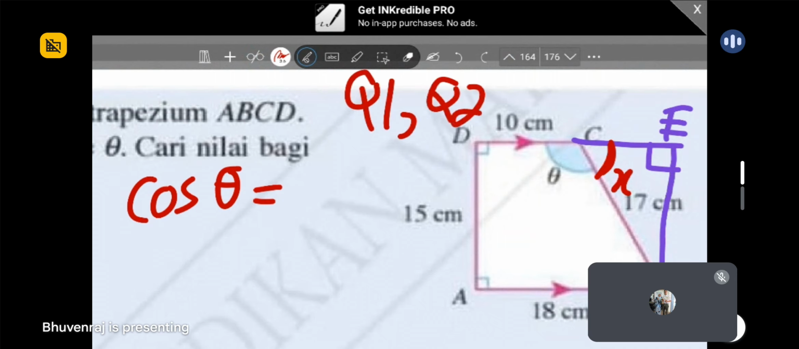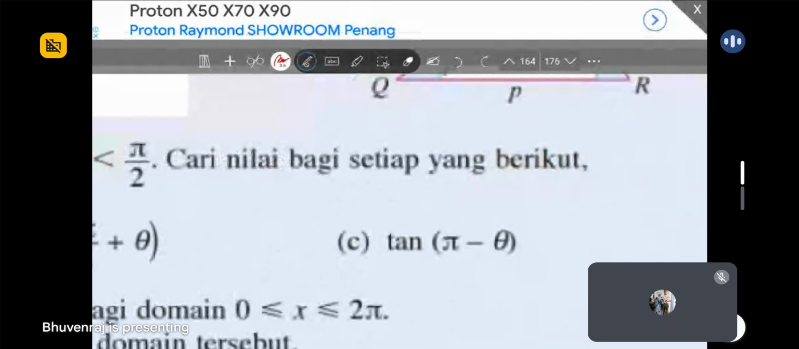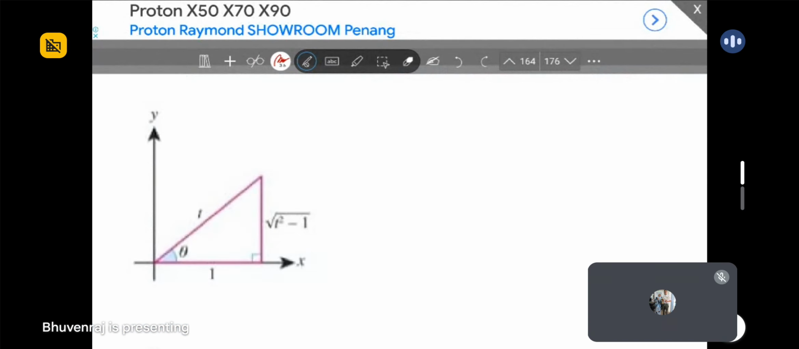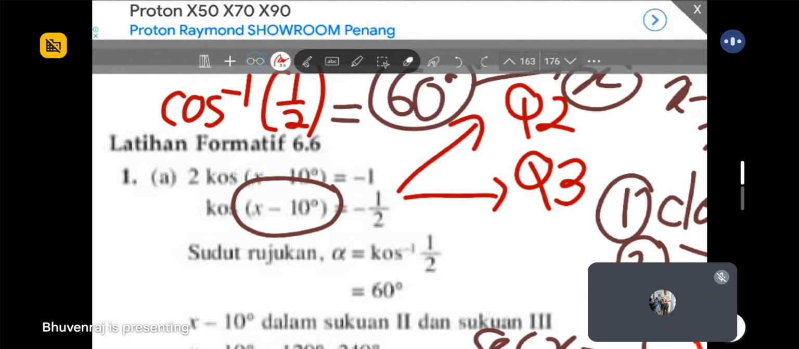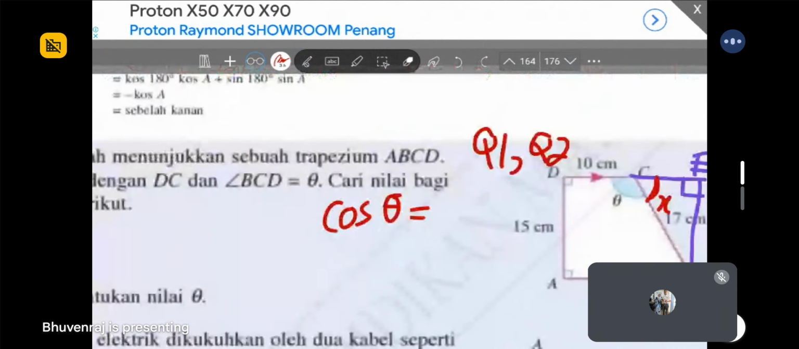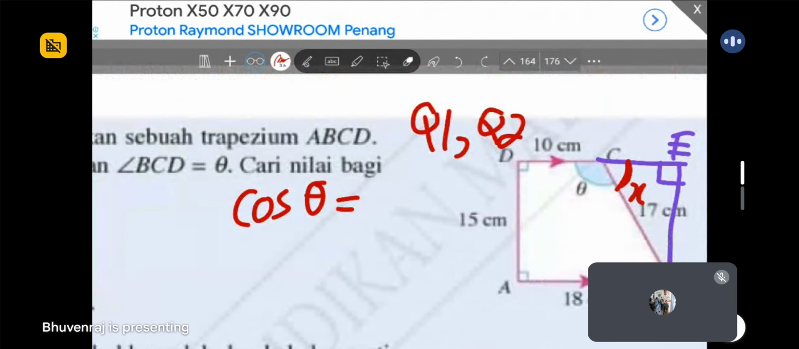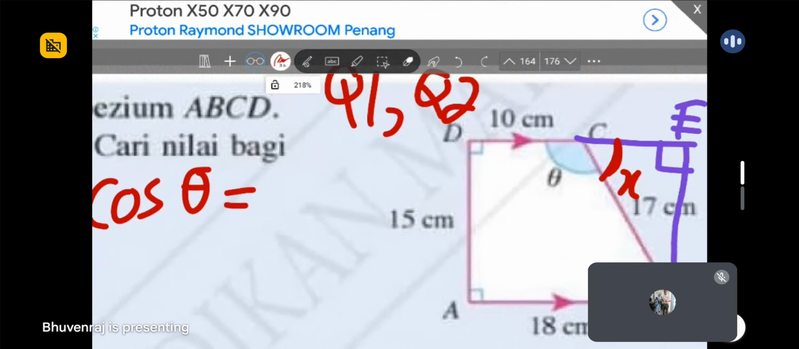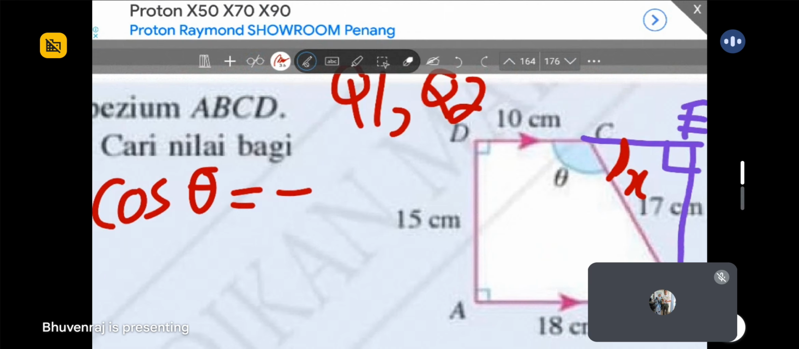Sukuan pertama dan kedua, because total 180. So guys, because in the second quadrant, is it a positive or negative answer? May I know? Adakah jawapan kita positive or negative for cos? Negative, right? Okay, so means that the formula kena tambah negative. You must add negative sign. Okay, so negative cos X.